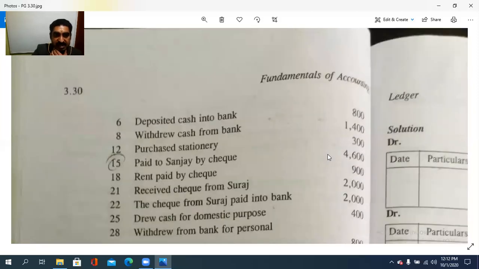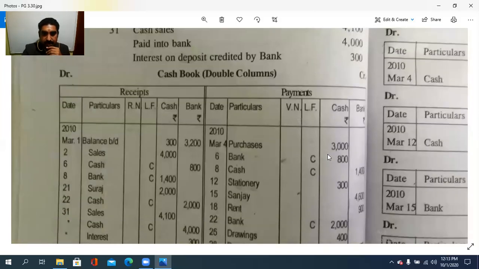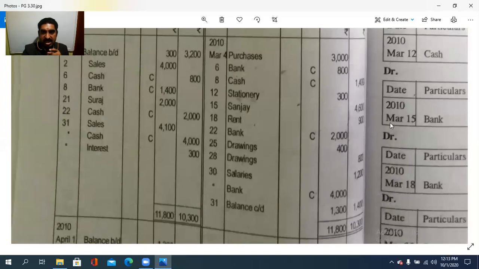Paid to Sanjay by check. Paid to Sanjay by check. So Sanjay debtor to bank, isn't it? 4,600. So see, by Sanjay in the bank column 4,600. Look, paid Sanjay by check. So it is not cash, it is check. So Sanjay account debtor to bank is the entry.